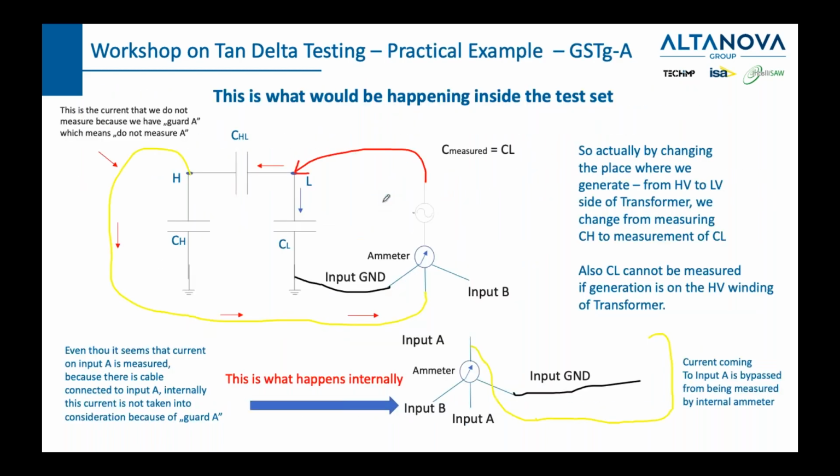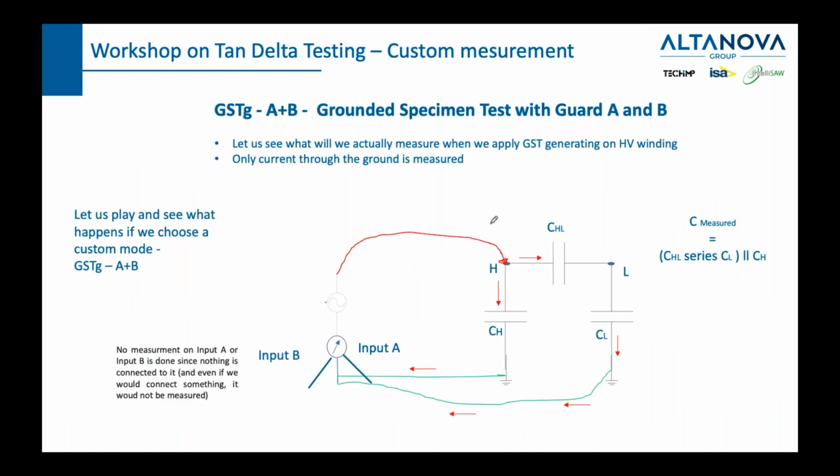Okay. Now we switch, and we generate on the low voltage side. We cannot measure CL if we generate on the high voltage side. We cannot. That's why in the middle of testing, you need to press the emergency button, go and start testing, and start generating on the low voltage side. I generate 5 kilovolts here. Let's say this is the 6 kilovolt side. And the current will run through here, and we will measure this current here. The yellow cable is connected, but inside I'm not measuring because it's a GST GA, which means guard A, I'm not measuring.